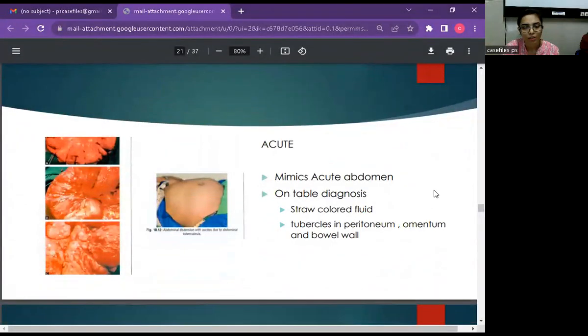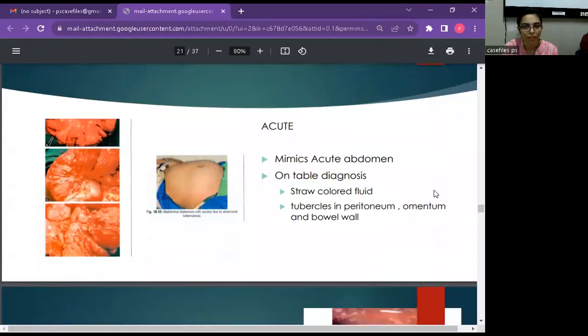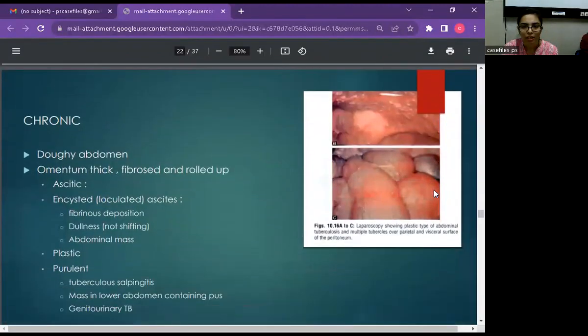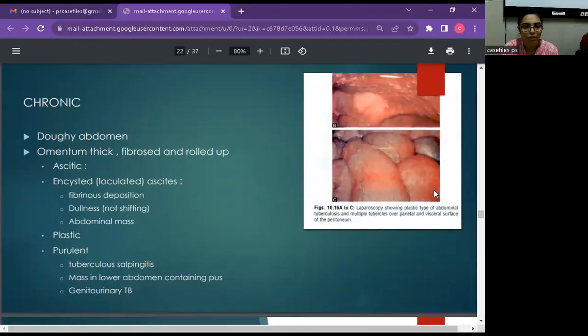The acute presentation mimics acute abdomen, and on-table diagnosis, we can see the straw-colored fluid or the tubercles in the peritoneum, omentum, and the bowel wall, which is the on-table diagnosis of acute peritoneal tuberculosis. When it presents as chronic, there can be formation of doughy abdomen, thick abdomen, fibrous and or rolled up omentum.